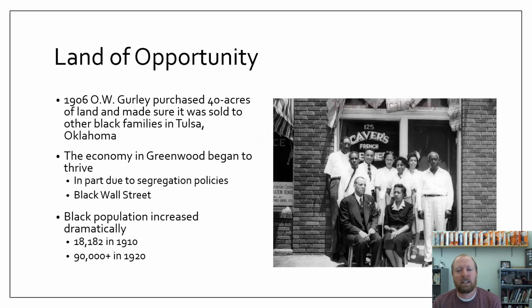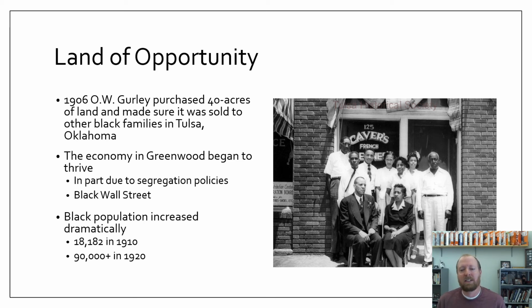When we talk about land of opportunities, there's one example that stands out maybe more above any others. So O.W. Gurley purchased 40 acres of land outside of Tulsa, Oklahoma. It was designed to build a community for blacks. It was known as Greenwood. And Greenwood began to thrive.